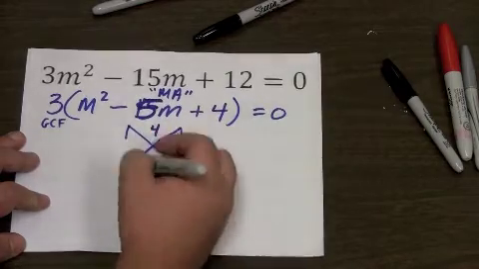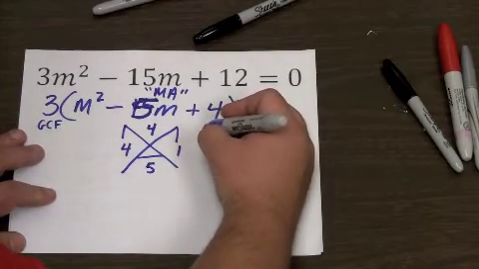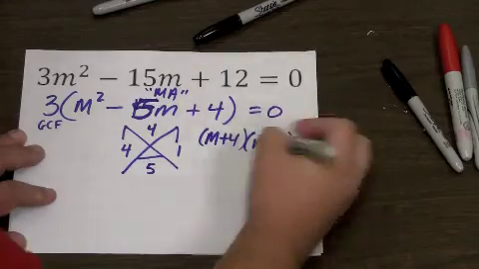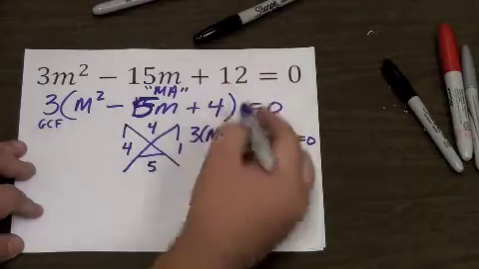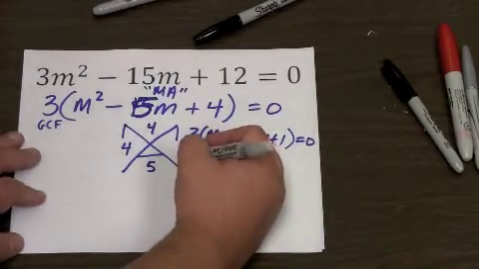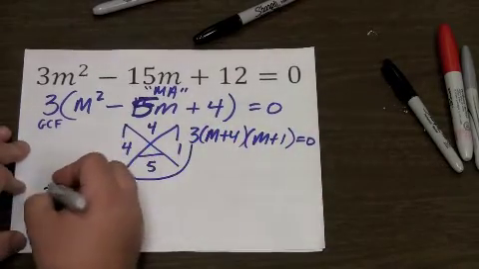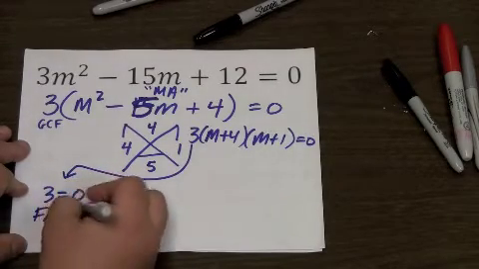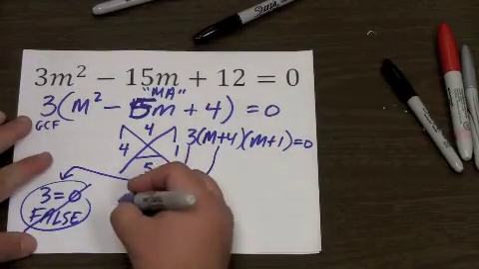Multiply to give me a 4, add to give me a 5. That's got to be a 4 and a 1. So this breaks up into m plus 4, m plus 1. Don't forget the 3 that was in the front, so we're good to go. So this guy breaks up into 3 times these 2 multiples here. Now, it says to set each of these factors equal to 0. Well, if we set the first one equal to 0, we get a false statement, so we're just going to throw that one out. We're going to set the second one equal to 0.